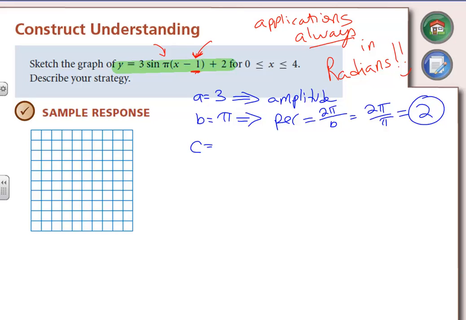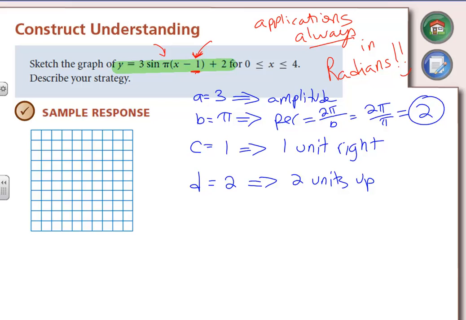C value is 1, so that means the phase shift is 1 unit right. And then our D value is equal to 2, so that means our vertical displacement is 2 units up. C and D have positive or negative signs attached to them. The phase shift and the displacement are talking about direction: up, down, right, left, that kind of thing.